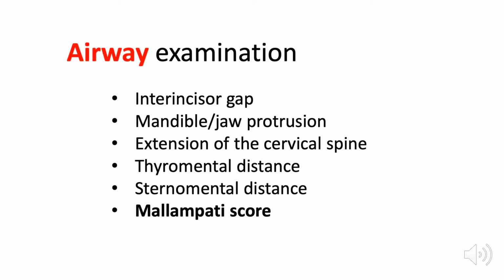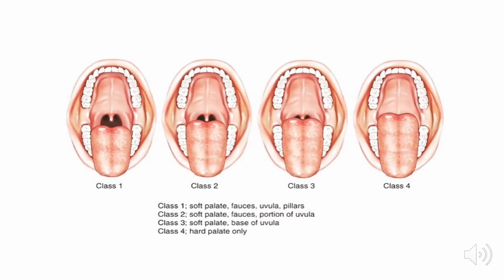For the actual airway examination, there are multiple types of examination. The interincisor gap or the mouth opening, mandible and jaw protrusion. The lower jaw should go beyond the upper jaw. Extension of the cervical spine. This just determines the flexibility of the neck. Thyromental and sternomental distance. And the most common examination that we do is the Mallampati scoring.